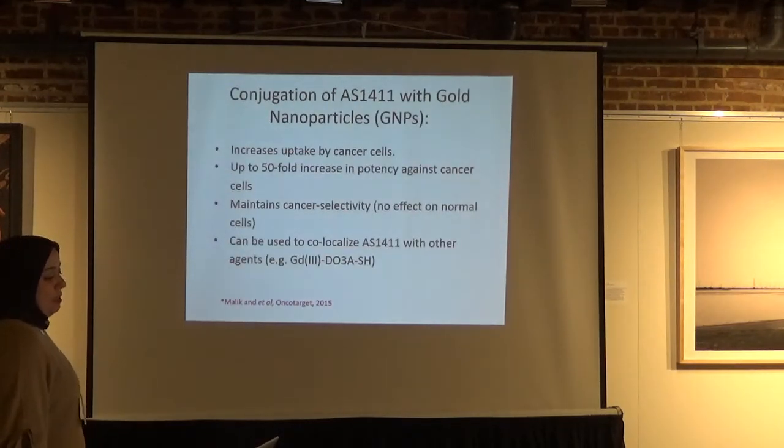Conjugation of ES1411 with gold has many advantages, as gold increases uptake by cancer cells and increases the potency against cancer cells up to 50-fold while maintaining cancer selectivity. Also, the gold nanoparticle co-localizes ES1411 with the gadolinium chelate.